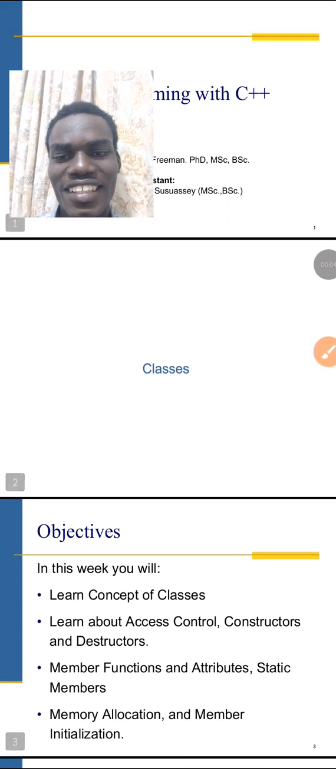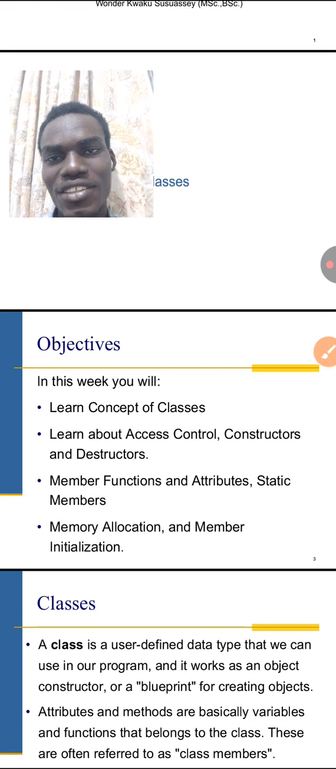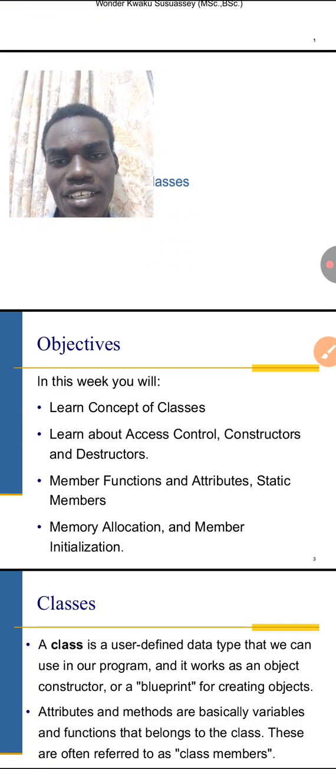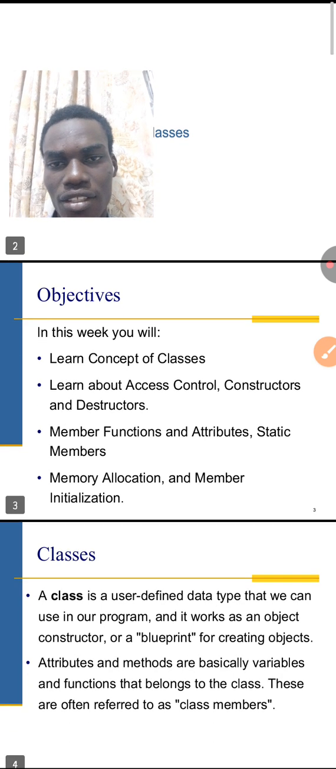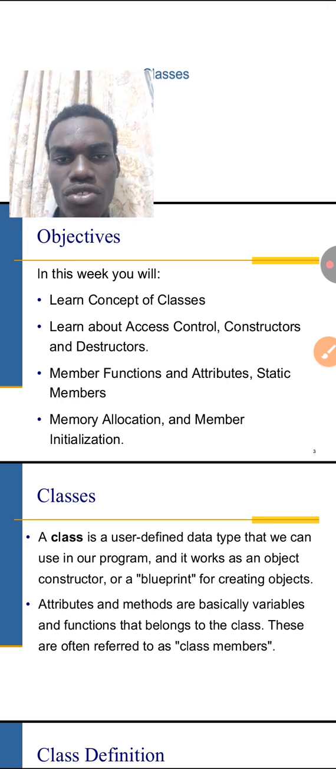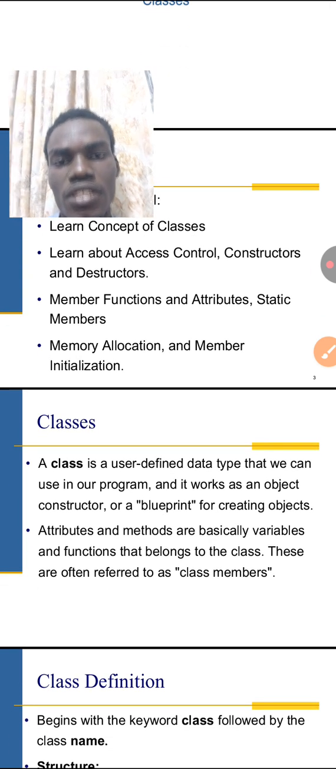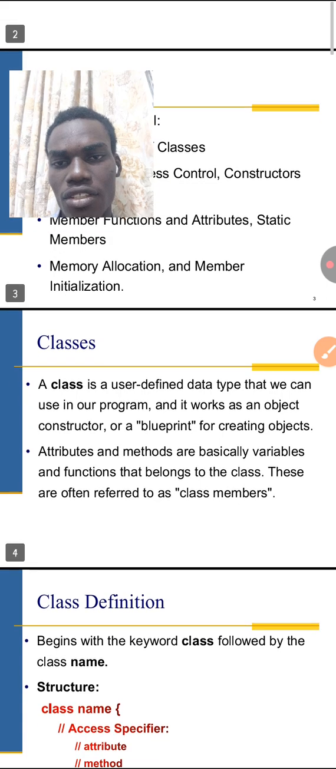Today we'll be looking at classes. And today's objective is you will learn about the concept of classes, you will learn about access control, constructors and destructors. You will also learn about member functions and attributes, static members. You will also learn about memory allocation and memory initialization.